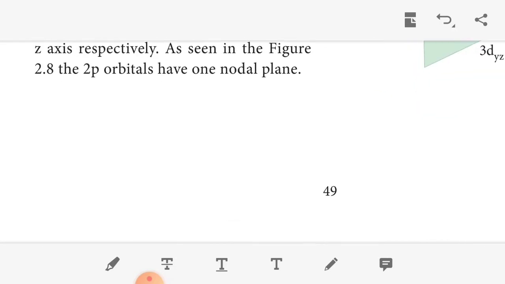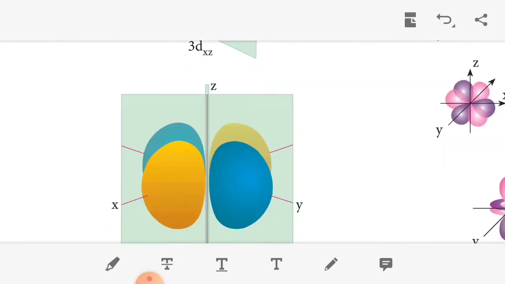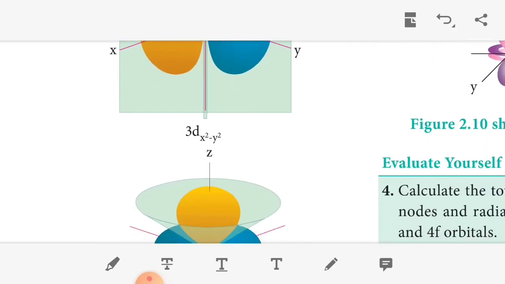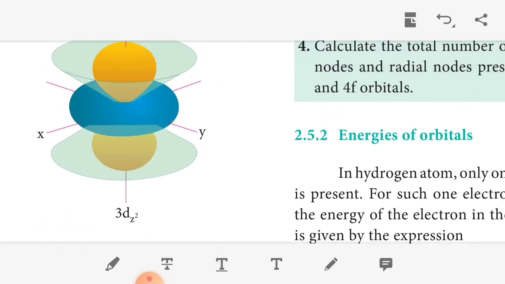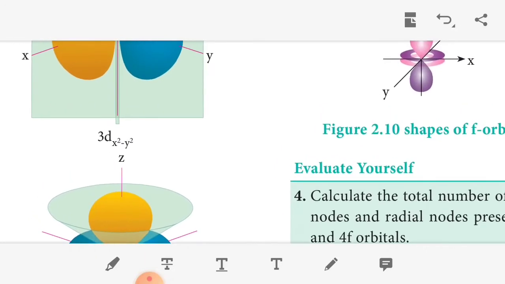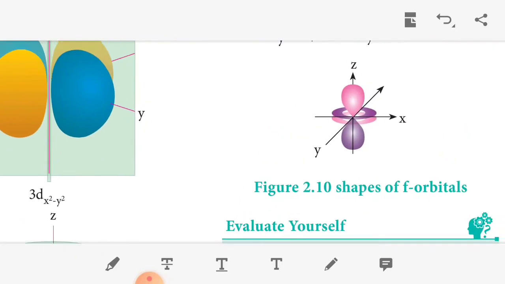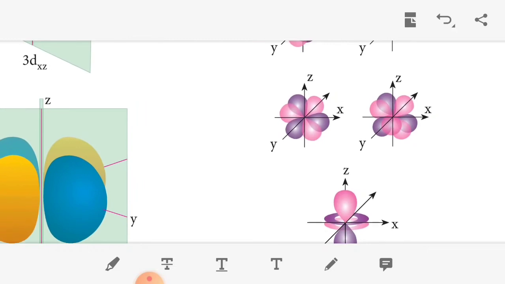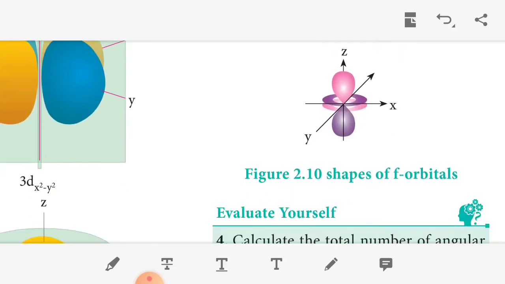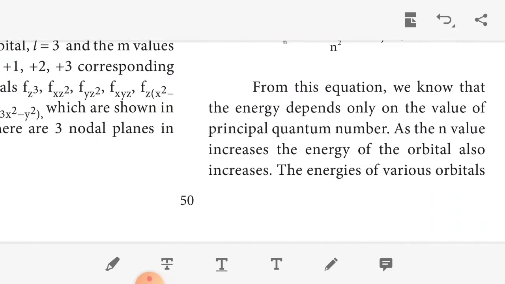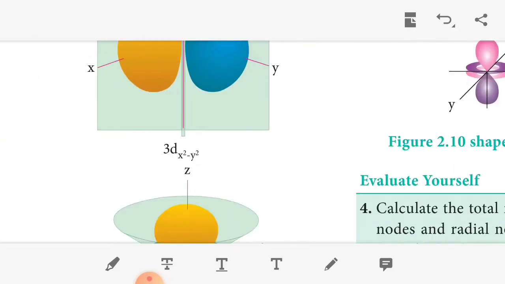Then the next, d orbital. The d orbital means l equal to 2, so the corresponding m values are -2, -1, 0, +1 and +2. The shape of the d orbital looks like a clover leaf shape. The 5 m values give rise to 5 d orbitals, namely dxy, dyz, dzx, dx square minus y square and dz square. The 3d orbitals contain 2 nodal planes shown in the diagram. This is a nodal plane.